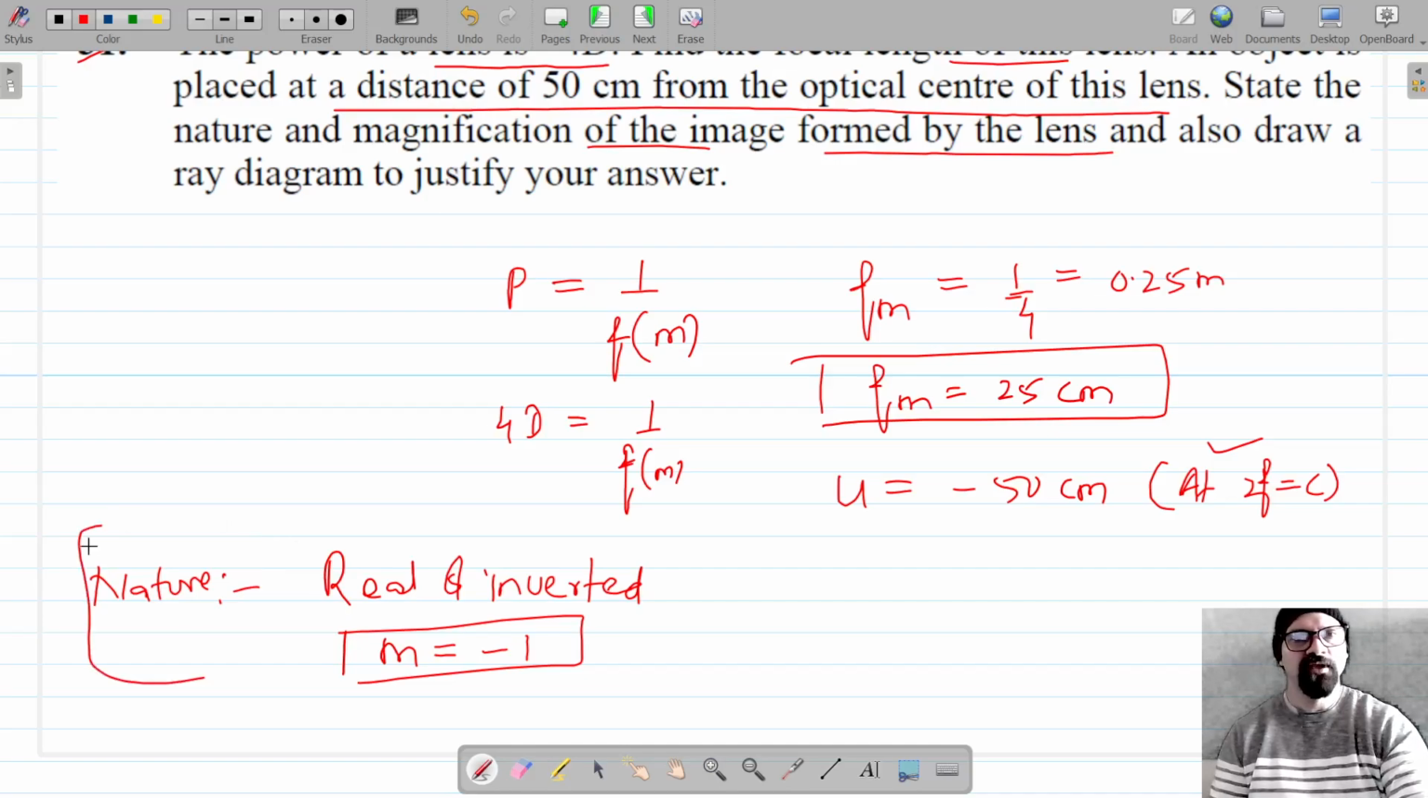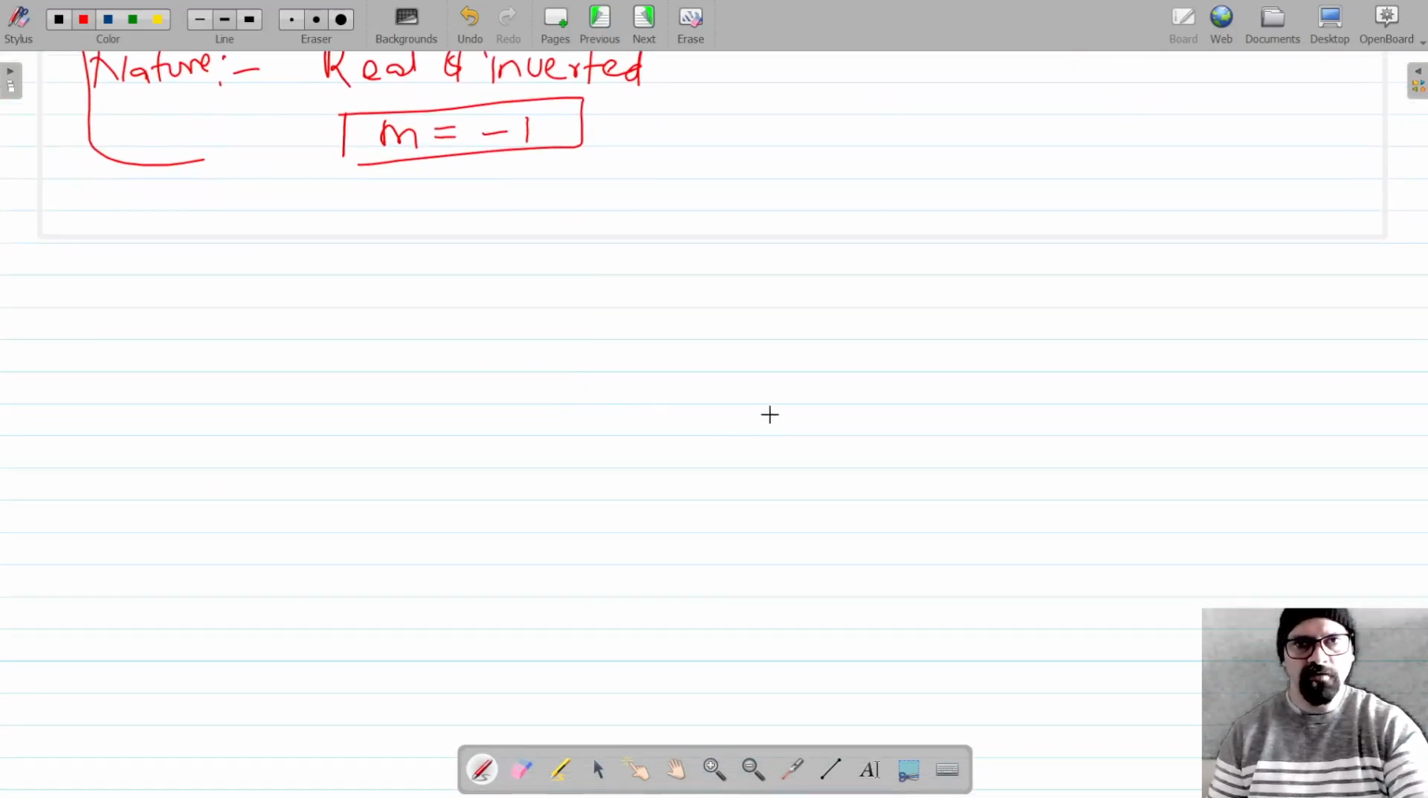Let's just justify this answer. You can write this after you are done with the ray diagram. So I'm going to draw the ray diagram here. Let this be a convex lens.